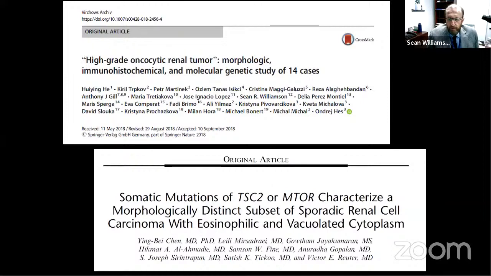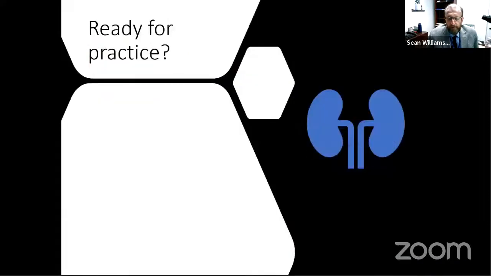So as I mentioned, the GUPS consensus that was recently published proposes a new name of eosinophilic vacuolated tumor to hybridize these two names. Tumor implying that they are probably non-aggressive, and vacuolated highlighting their consistent morphology. So is this one ready for practice? I think it probably is.